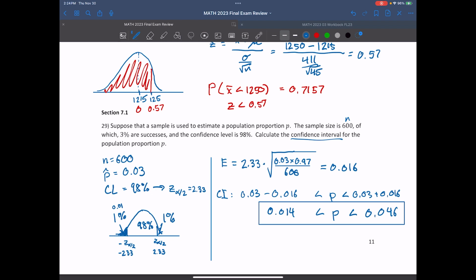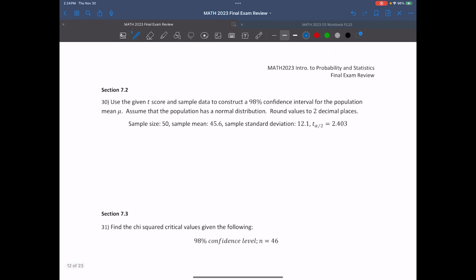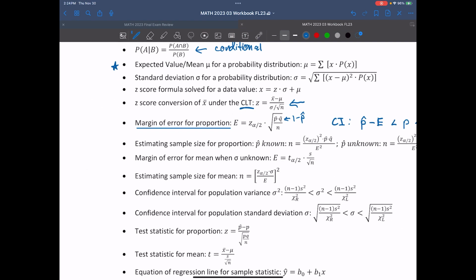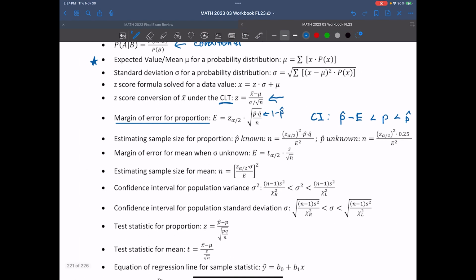That one was for the proportion. In 7.2, we looked at it for the mean. So a similar idea, except we'll be using a different table, the t table, and we actually have that t sub alpha over 2 already given to us. Going back to our formulas, we need to find the margin of error when sigma is unknown.